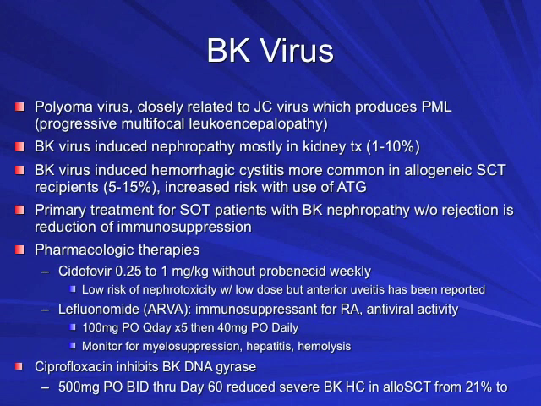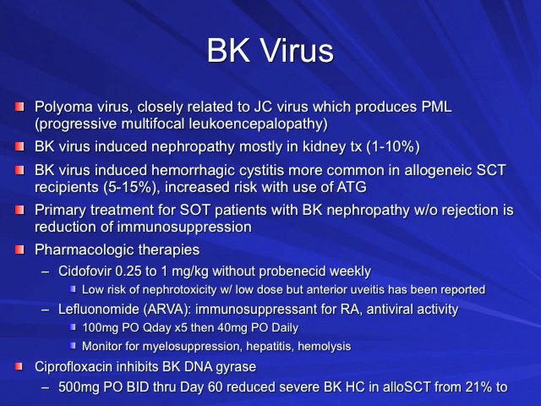Okay, the polyomaviruses. So we have this class. We have JC, which can produce PML or progressive multifocal leukoencephalopathy, which is a usually fatal CNS viral infection in these patients when it occurs. Or BK virus, which is more likely to cause nephropathy, especially in kidney transplant patients, or hemorrhagic cystitis, which is more common in the allogeneic stem cell transplant patients.